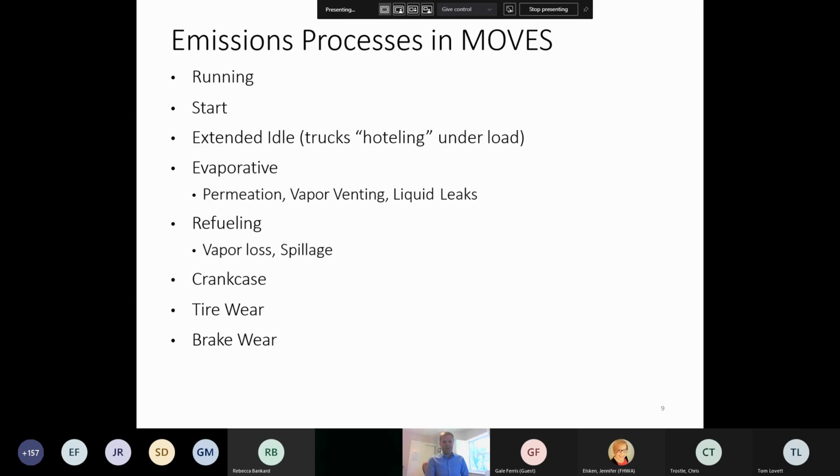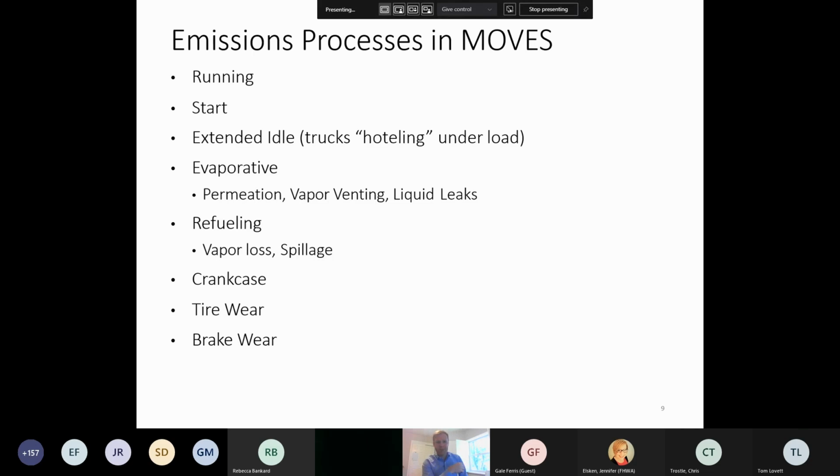Extended idle emissions: trucks overnighting at rest stops are going to be running the AC, heating in their cab, the blender, the TV, which is going to be an added load on the engine, which they need to run to power that cab.